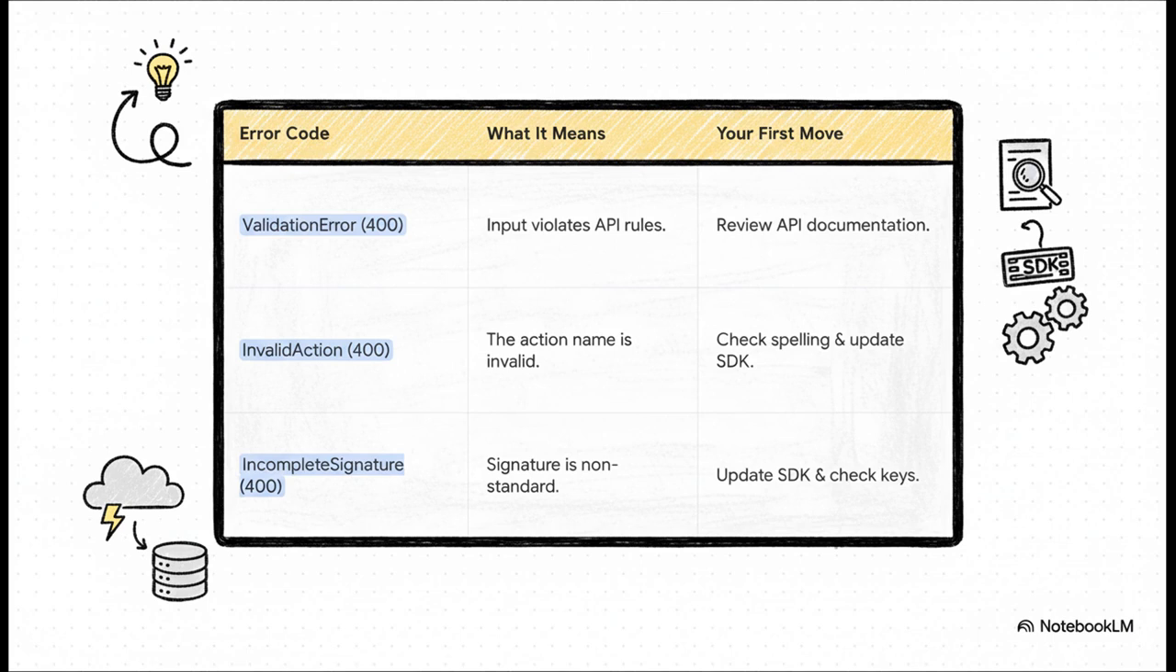A ValidationError means your input just doesn't follow the rules. Time to check the API docs. InvalidAction is almost always a spelling mistake in the action's name. And if you see IncompleteSignature, that's a huge hint that you probably need to update your AWS SDK. See the pattern here? Always check the docs and keep your tools up to date.